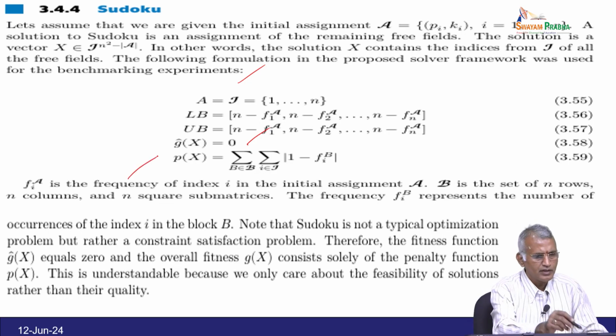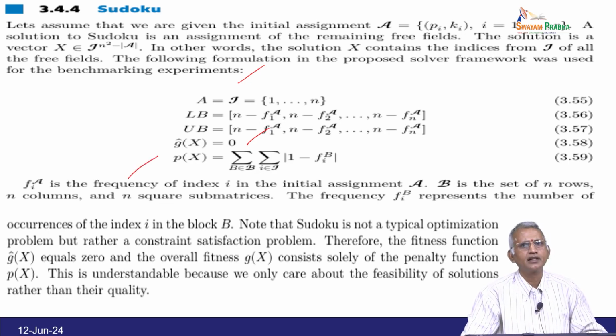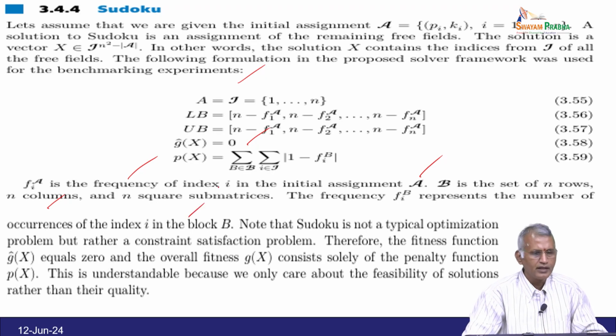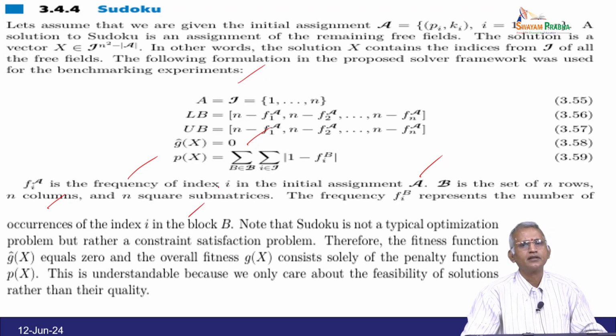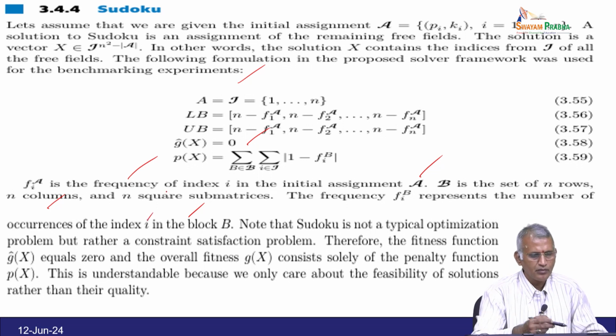So, fia is the frequency of the index i in the initial assignment A, B is the set of n rows, n columns, and n square submatrix. The frequency fib represents the number of occurrences of the index i in the block B.